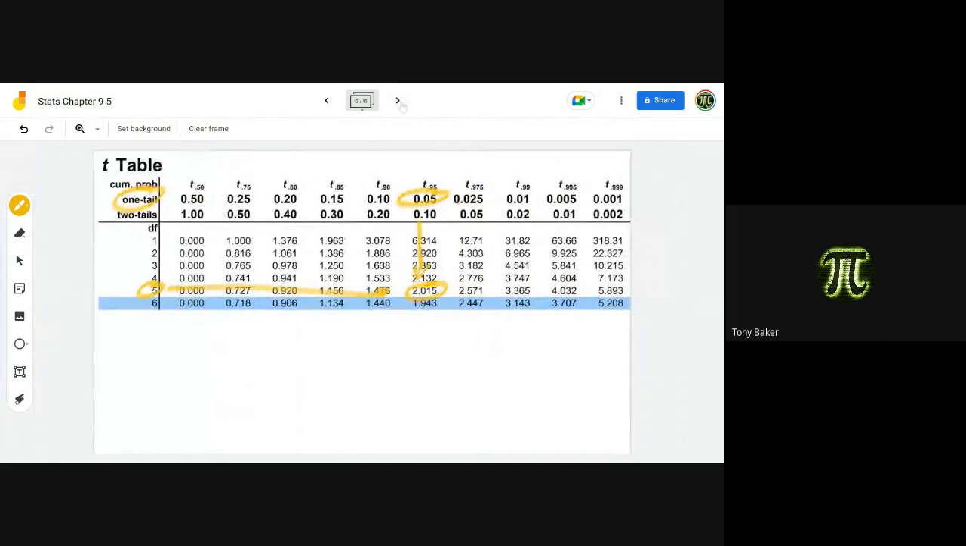So if we go back to our t-table, and I purposely made it so that we can do this, we're still looking at one table. We're looking at 0.01 this time. So now, same concept, we go down. So now we're at 3.365.